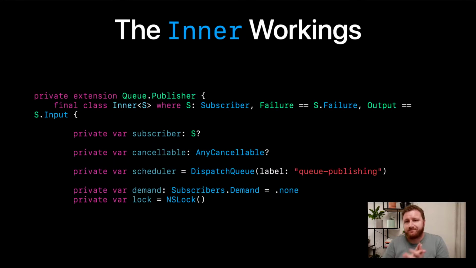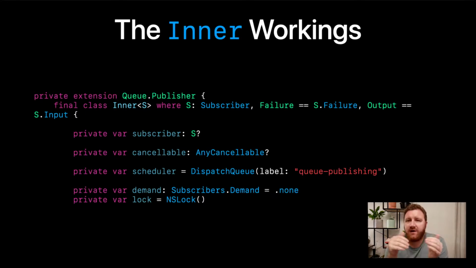Anyway, our inner type is where all the magic actually happens. When we're initialized, we keep a reference to all the things that we need. We obviously keep a reference to our downstream subscriber so that we can send them values or completions when we need to. We keep a cancelable, and you'll see that in a second. We also keep a dispatch queue to serialize all of our downstream messaging.